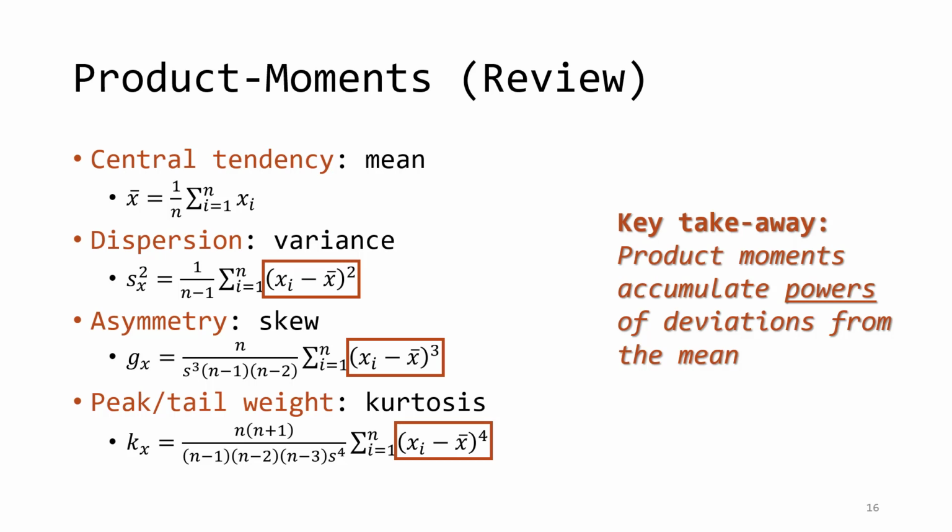The key thing to keep in mind is that product moments are characterized by these powers of deviations from the mean. We will see shortly that this can lead to problems in using sample moments to estimate population moments.